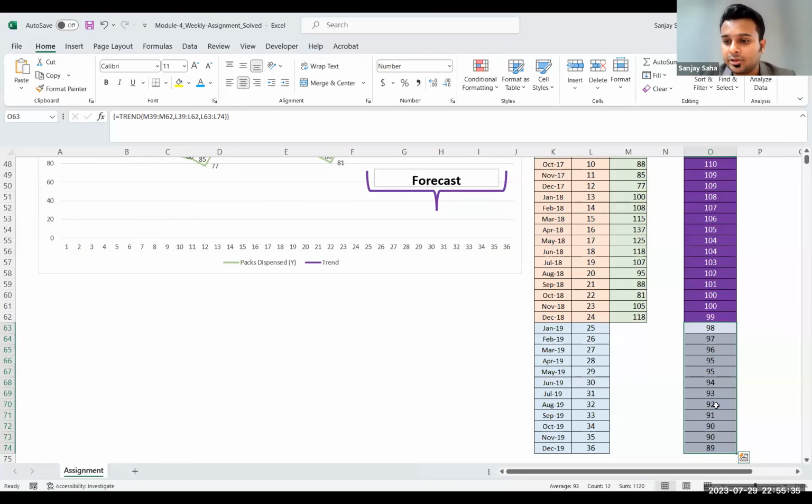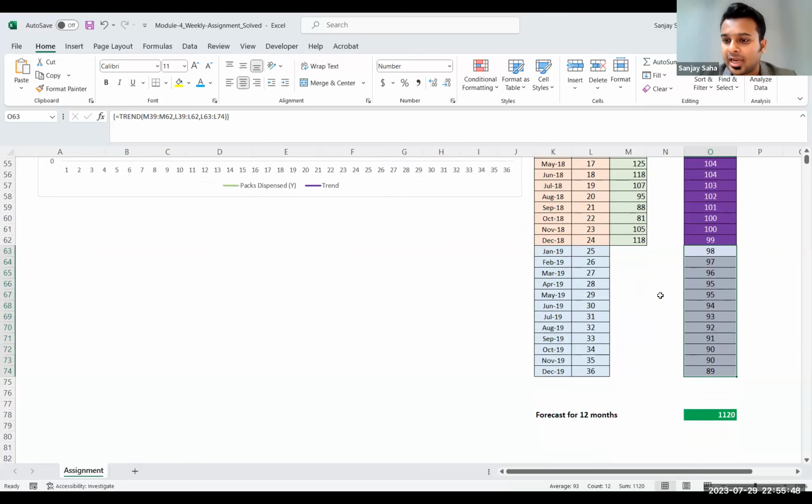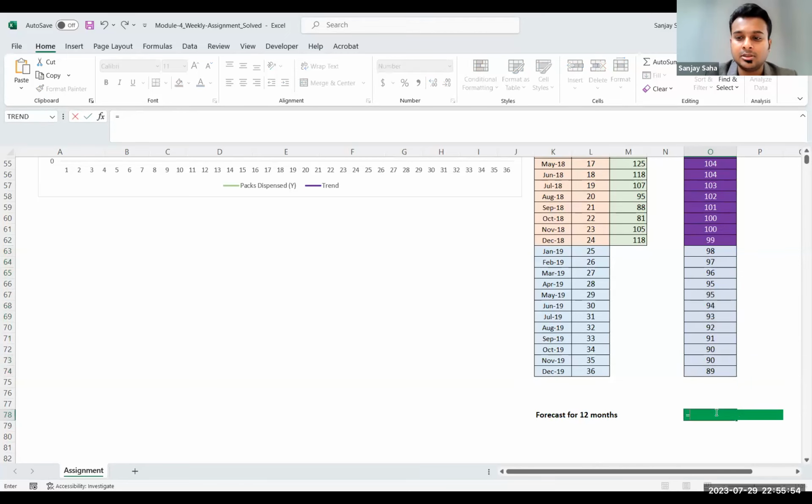So this is your extrapolation of the existing trend line. This is nothing new. It's the extrapolation. So if you see, this is the same line. We're just extrapolating it. Now, to calculate the forecast, we just take the sum of this extrapolation that we have just calculated on Excel. And this gives you the forecast. So this is the forecast.